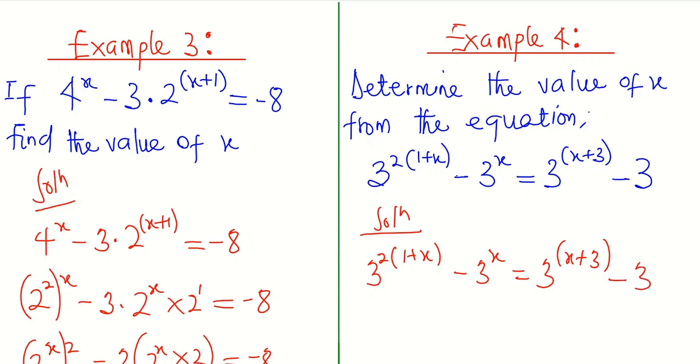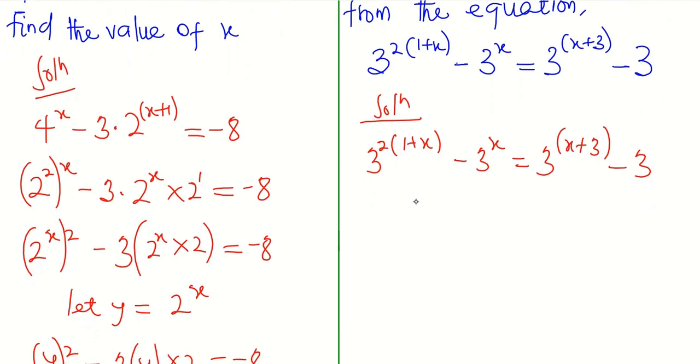And so with this, we are looking for a common base and a common exponent to equate them to a preferred variable. Now what can we see? We can expand the exponent here, and we have 3 exponent 2 plus 2x minus 3 exponent x is equal to 3 exponent x plus 3 minus 3. And so we can see that, let's erase this and make it nice.